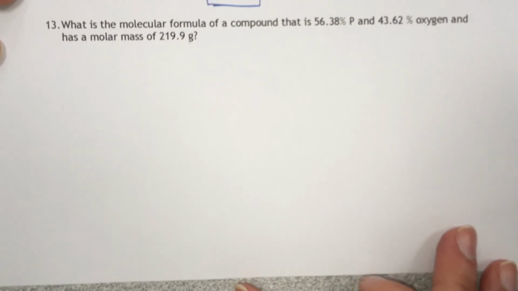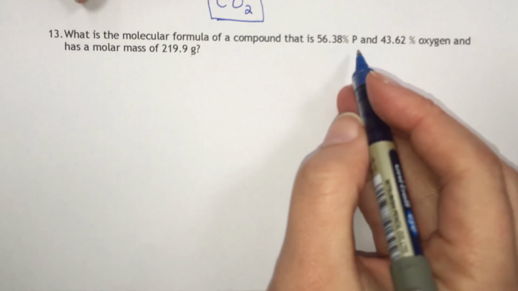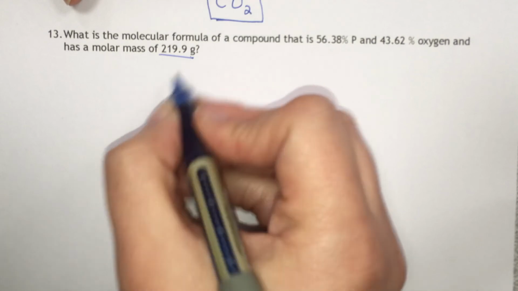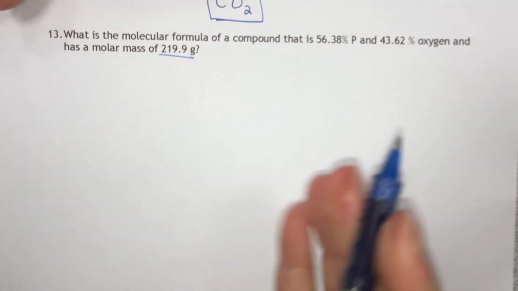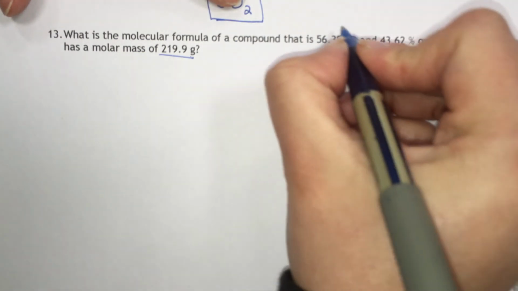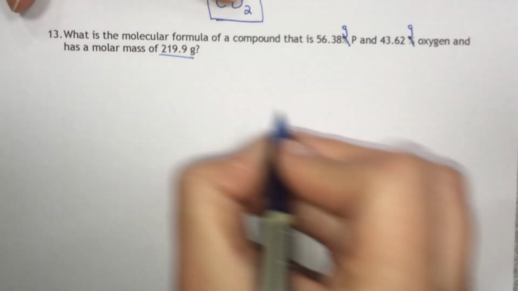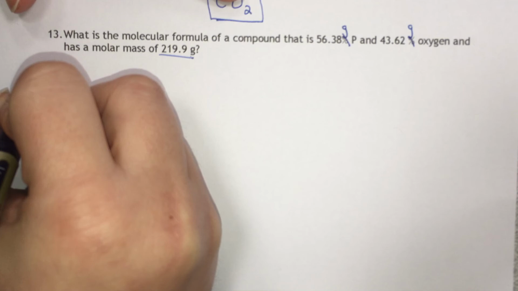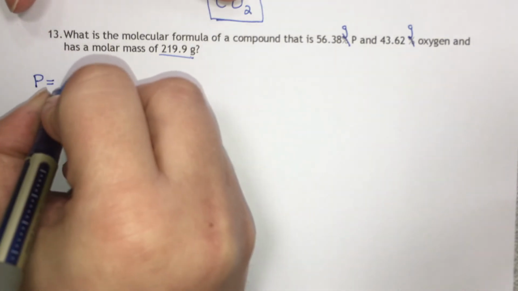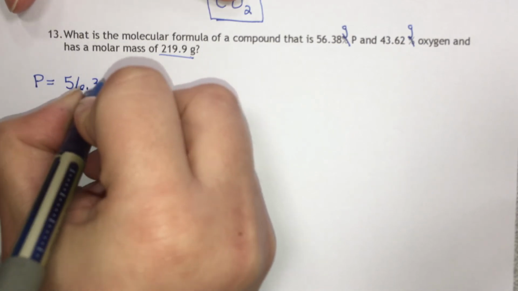So let's do it. So what is the molecular formula of a compound that is this percent phosphorus and this percent oxygen, and it has the molar mass of this? So this is what we're going to use later. So first we need to determine the empirical formula, which we did just here in the previous question. So we always assume 100 grams, so we're just converting the percent to grams. So we have phosphorus, 56.38 grams.